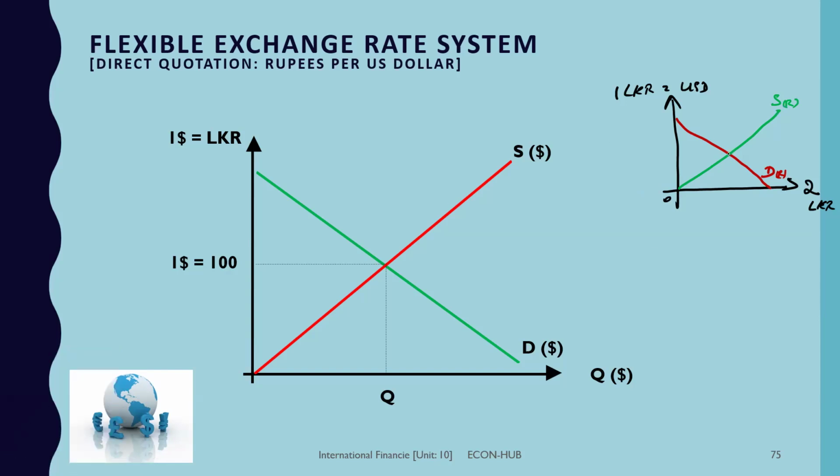So here you will get the exchange rate. So we say $1 is 100 rupees in our diagram. So that means we have 0.01 US dollars.